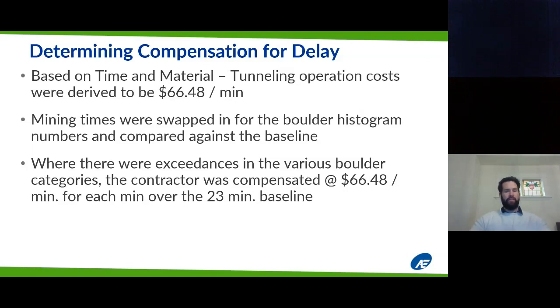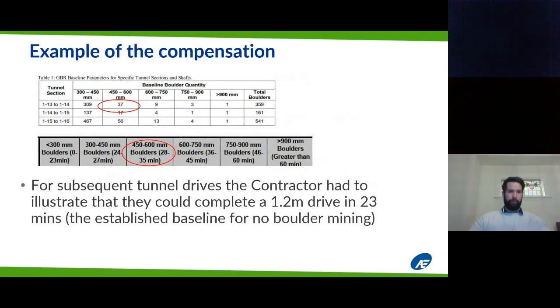And where there were exceedances in the various boulder categories, the contractor was compensated at the $68.48 per minute rate, but only for each minute over the 23-minute baseline. So if we take, for example, and we'll refer to this 450 to 600 mil and this 37 number.